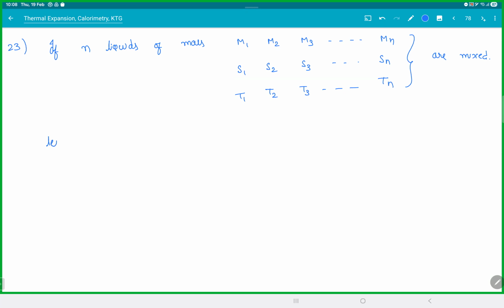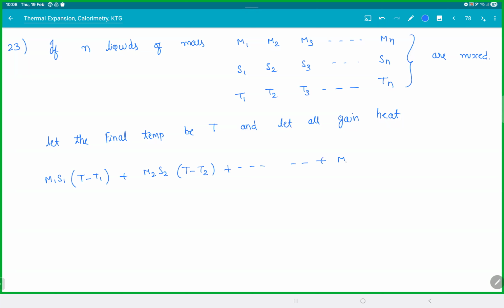So let the final temperature be T and let all gain heat. Let's assume and see what happens. If all are gaining heat, then the heat gained by the first liquid is M1 S1 (T final minus T1). The heat gained by the second liquid is M2 S2 (T final minus T2), and so on. The liquid Mn: Mn Sn (T final minus Tn).